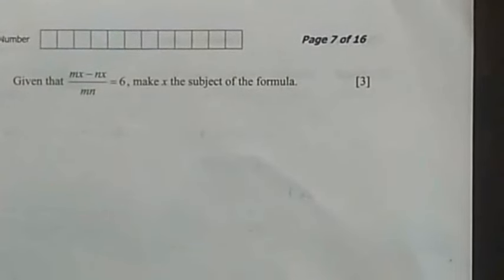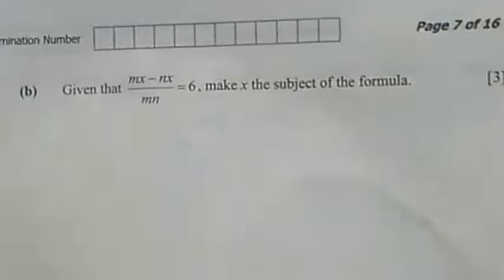So the next question is question 3b. We are asked, given that mx minus nx over mn is equal to 6, make x the subject of the formula. This one, we need to change the subject of the formula, and it has 3 marks. So let's go ahead and make x the subject of the formula.